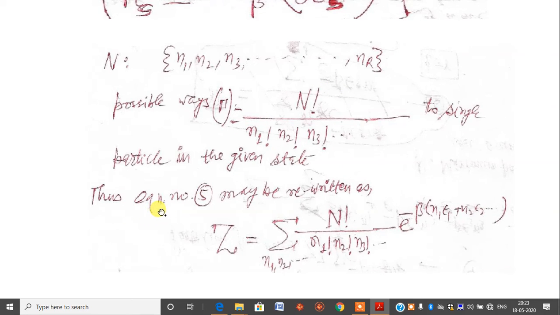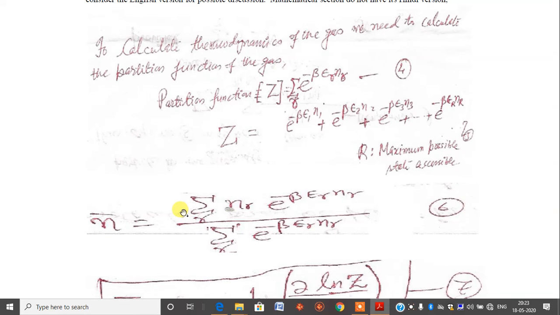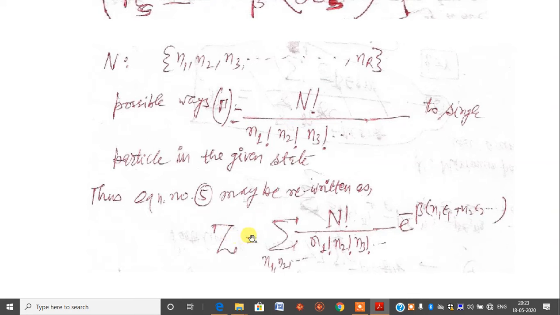So this equation number 5, that is the partition function, you can further rewrite in this fashion. So Z is the sum over n1, n2, all possibilities. So these are the number of ways in which this distribution can be achieved. Say one possible distribution can be achieved, e power minus beta and the sum of Boltzmann weights. So allow it for all possible distributions.